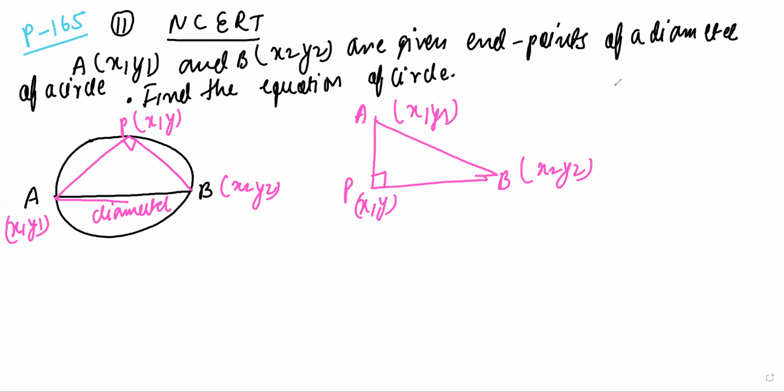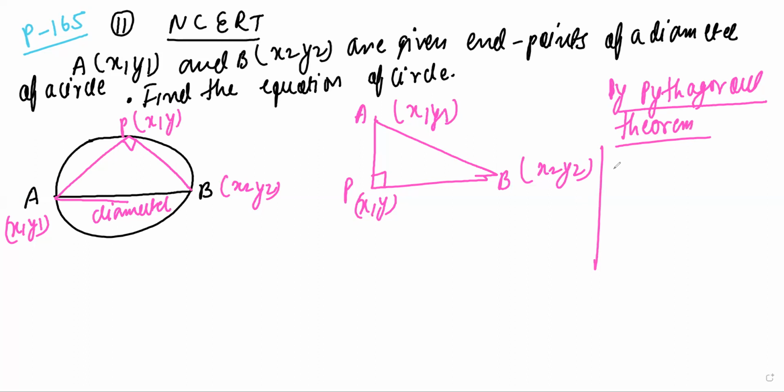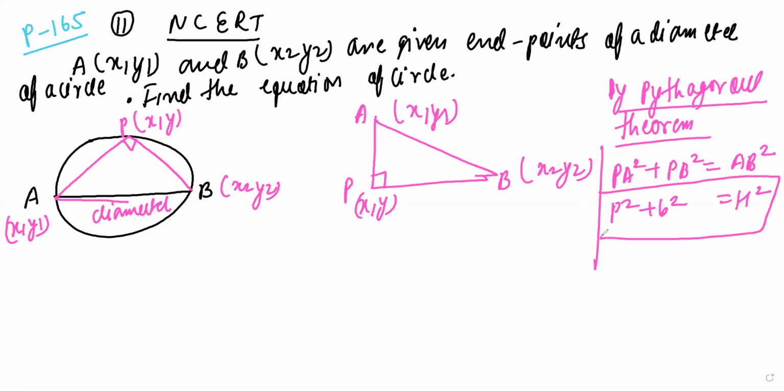So we know the Pythagoras theorem. What we know? It is perpendicular square plus base square is equal to hypotenuse square. That is AB square, this is the hypotenuse. This is your perpendicular, this is your base. This is the relation between these three quantities. So we know PA, so we can find it easily.